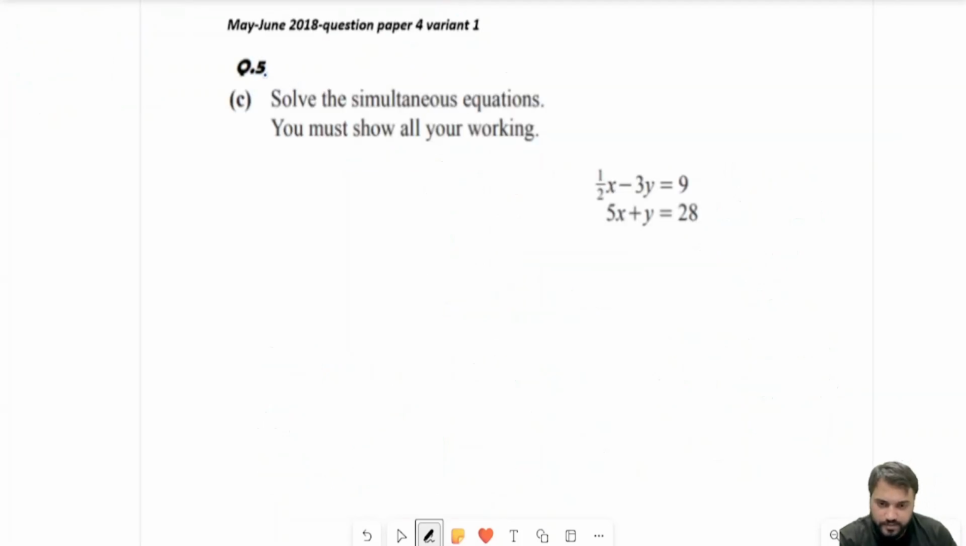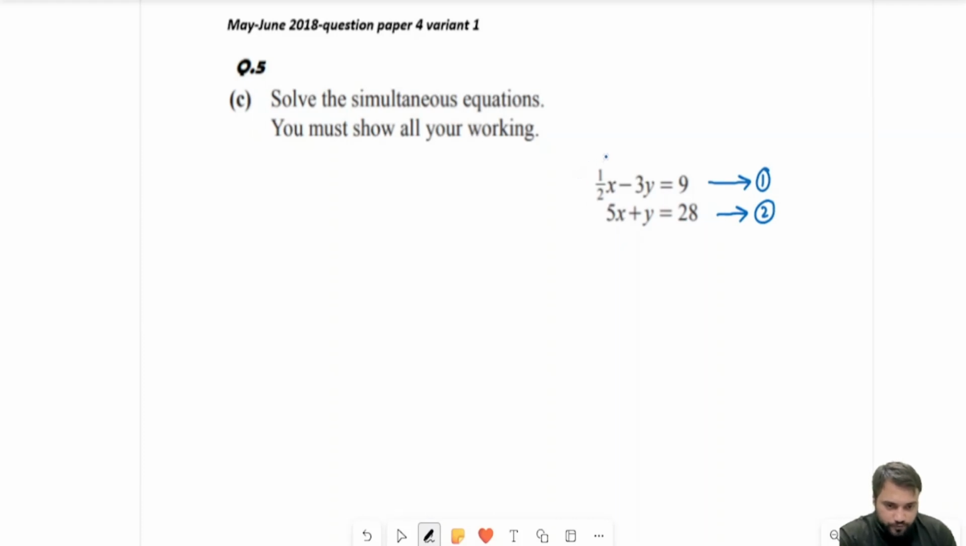The next question is question 5 that appeared in 2018. The question says, solve the simultaneous equations. You must show all your working. Our two equations are half x minus 3y is equal to 9, and 5x plus y is equal to 28. We have linear simultaneous equations. We are going to name them equation 1 and equation 2.